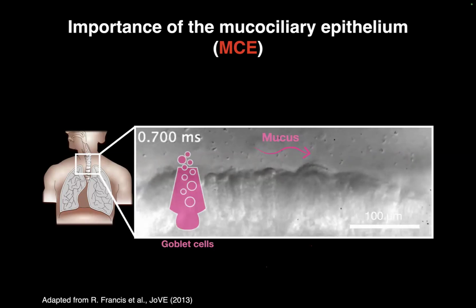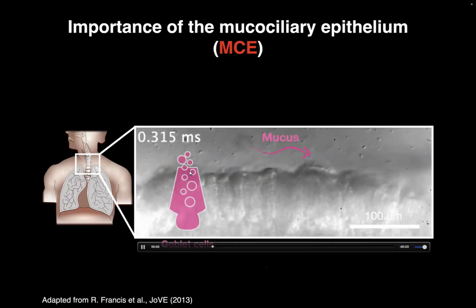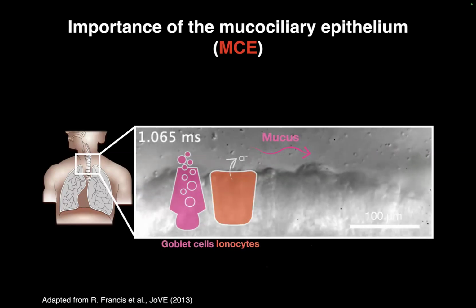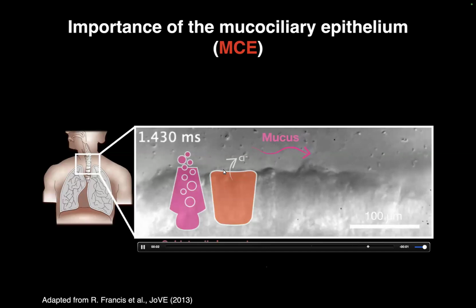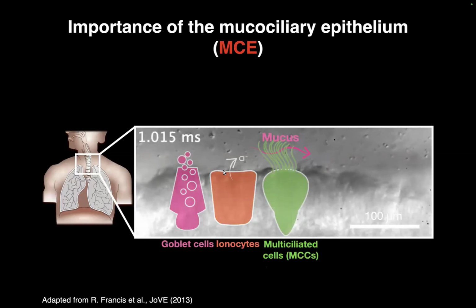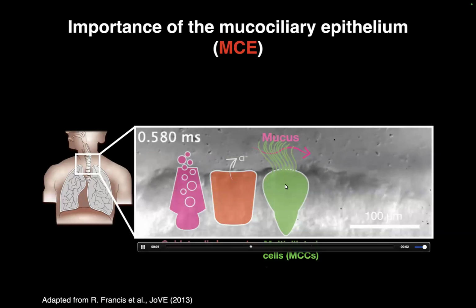This mucus is generated by a specialized cell type called goblet cells. So these pink guys. In addition, we also have ionocytes, and ionocytes regulate the viscosity of the mucus by controlling the ion composition across the membrane. Additionally, we have these funny looking cells called multiciliated cells. These multiciliated cells have long protrusions called cilia, which stick out from the apical side of the cell. You can maybe see in the background, these cilia are beating in a synchronized way. And by doing so, they move mucus from the left to the right.